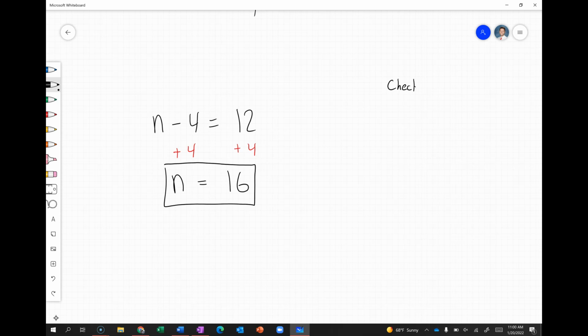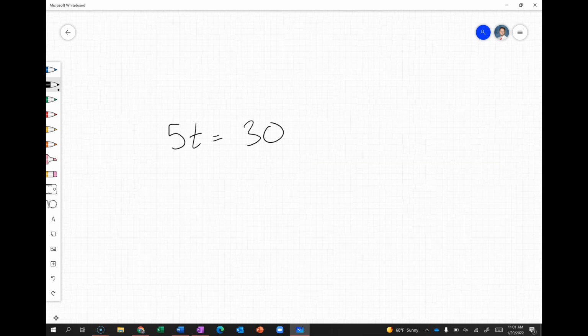Again, we write the equation that we started with, n minus 4 equals 12. Then we want to substitute 16 for n, because that's what we said n equals. So 16 minus 4 on the left side of my equation, and on the right side I have 12. And again, we now simplify. On the left, I have 16 minus 4, which is 12, and on the right, I have 12. Since these are the same number, we know that they are correct. N equals 16.